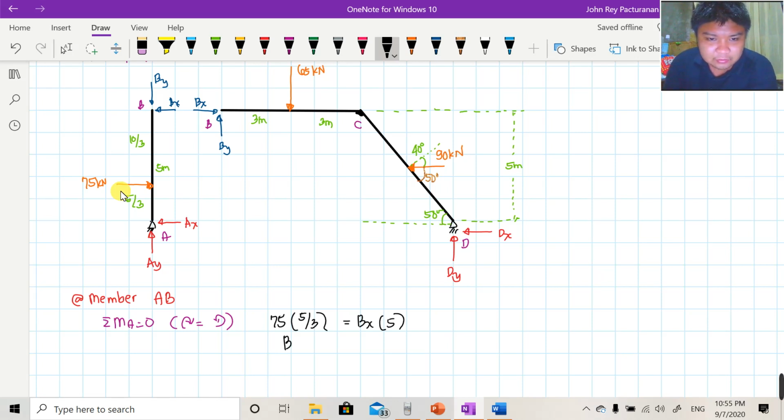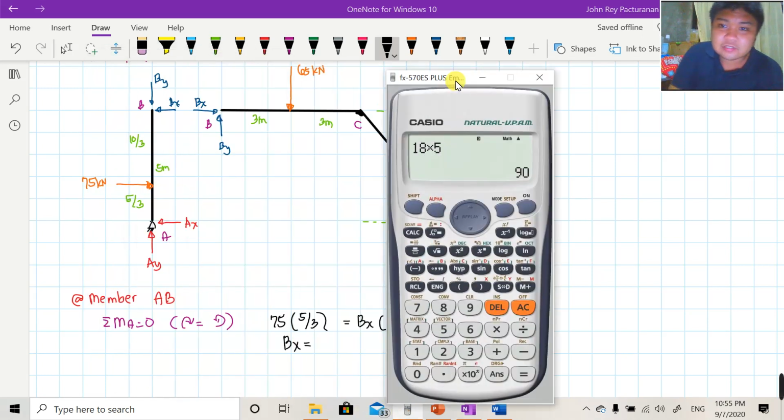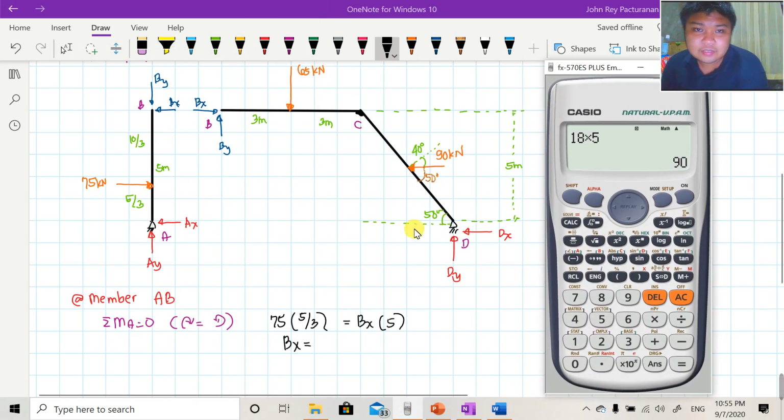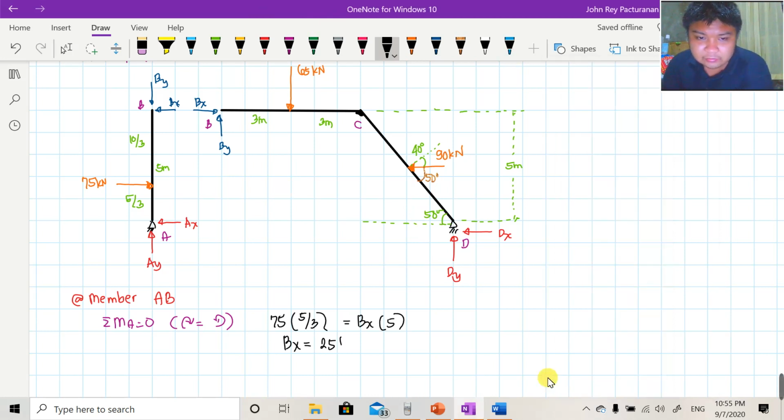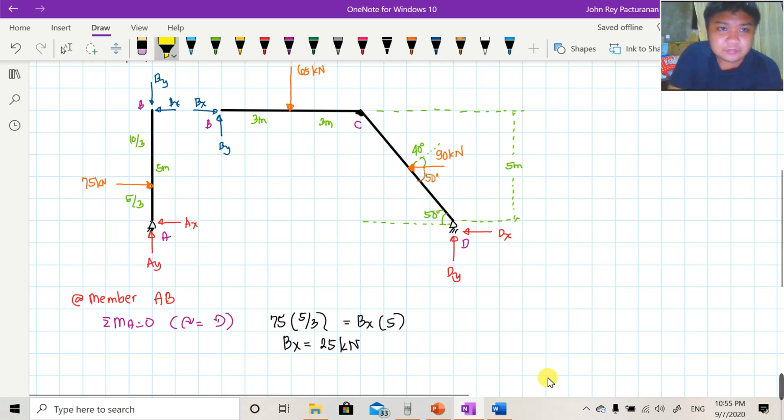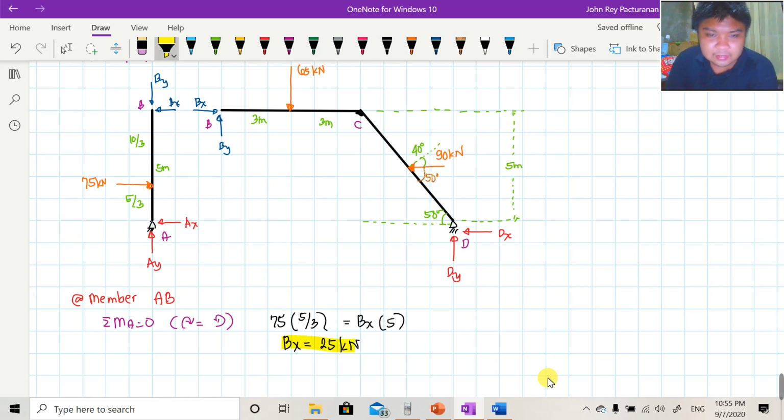So therefore, the value of Bx class, that will be equal to, kasi yung Bx is a counterclockwise moment based sa drawing natin class. Okay, so yung 75, tapos 5 over 3, then divide na lang natin siya class ng 5. So ang sagot natin ay 25 kilonewtons. Ayan, na-solve na natin yung Bx natin. So therefore, meron na tayong value niya.